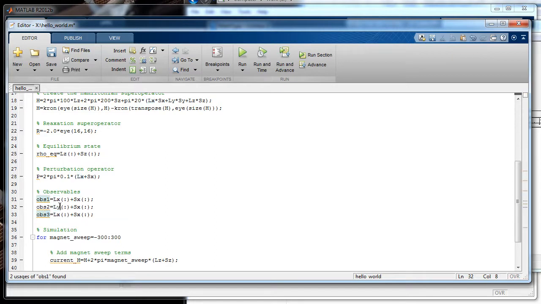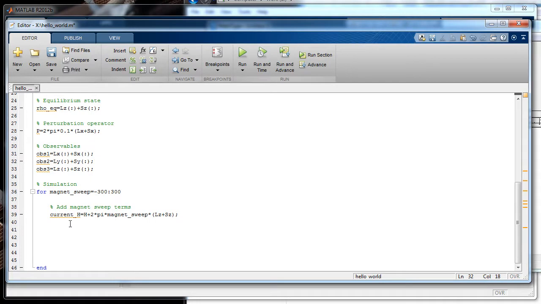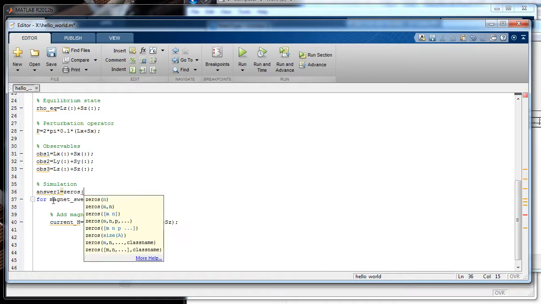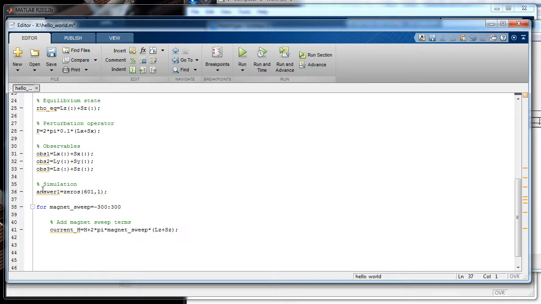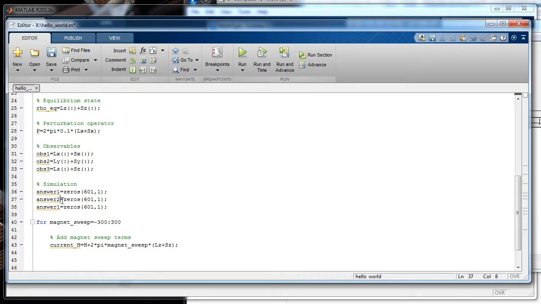Real spectrometers cannot really detect on Z, but we don't have that restriction in a simulation, so why don't we do that as well? And we will also pre-allocate, so answer 1 would be zeros, the same size as the magnet sweep, so 601 in this case. 601 times 1, so 601 rows and 1 column. Same for 2 and 3.